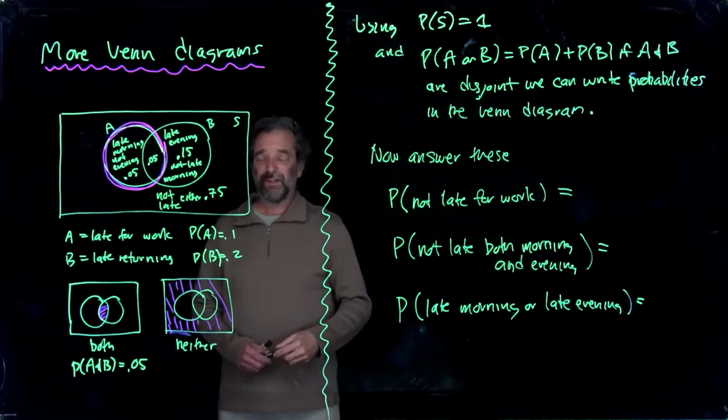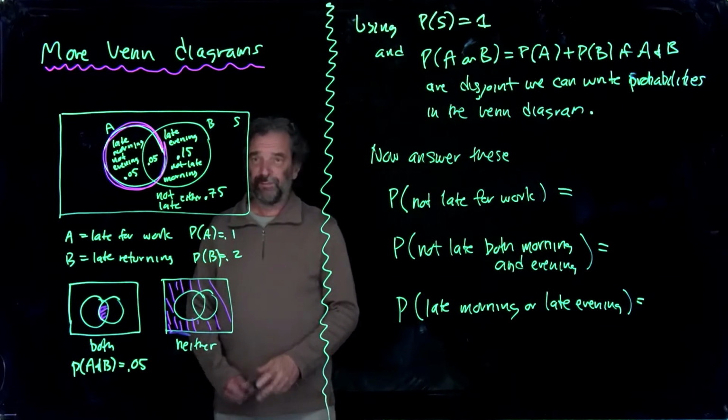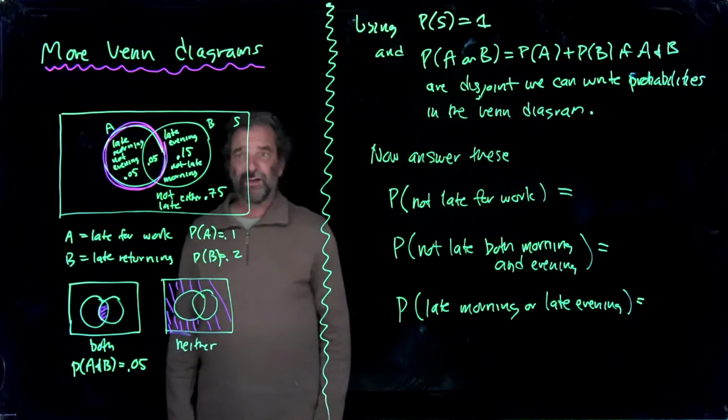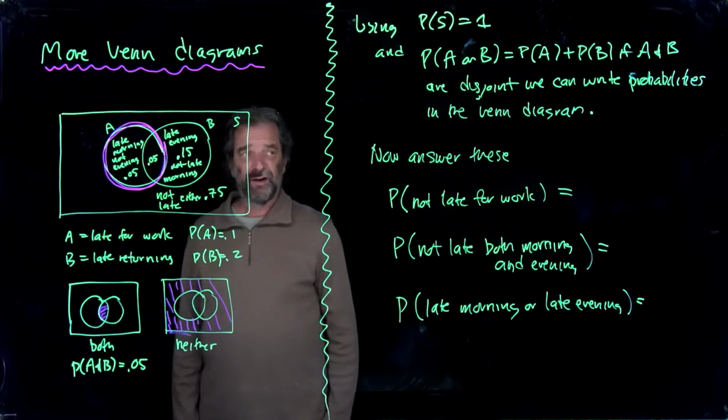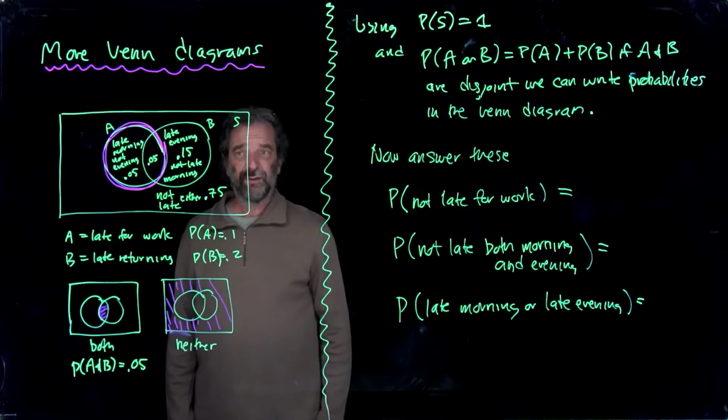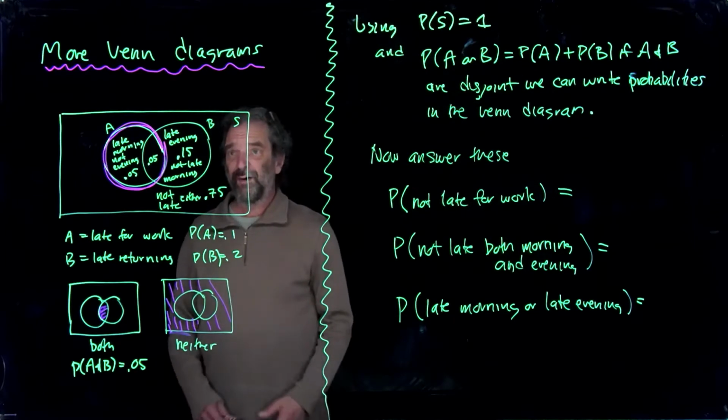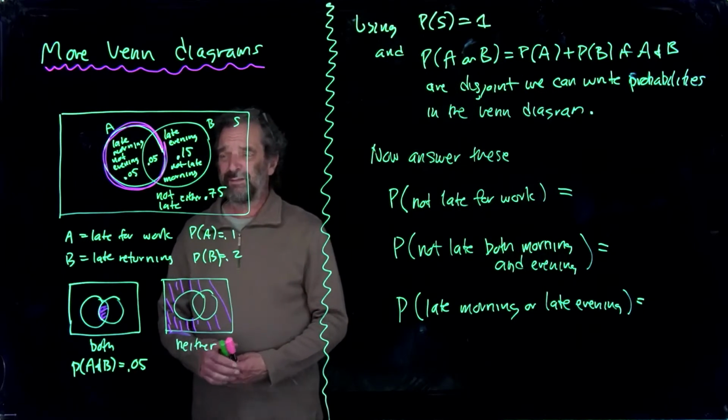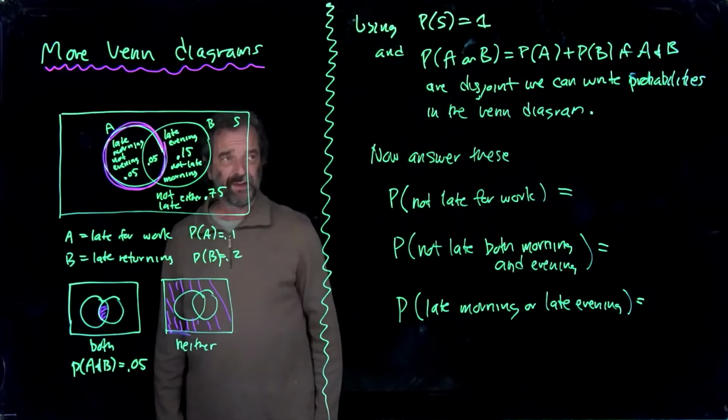So the chance of not being late morning or evening is 0.75. Once I've got the Venn diagram filled out, I can then answer any question you have about how the being late in the morning and late in the evening probabilities fit together. So here are some.